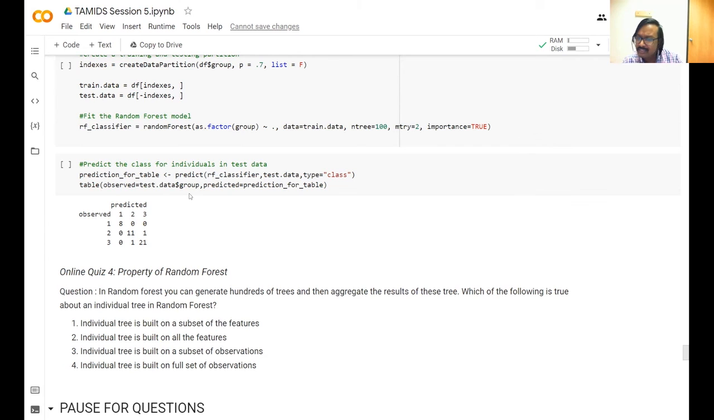So that is one of the disadvantages of random forest, that you cannot interpret a random forest. One tree is very interpretable and understandable. That is the advantage of a decision tree.